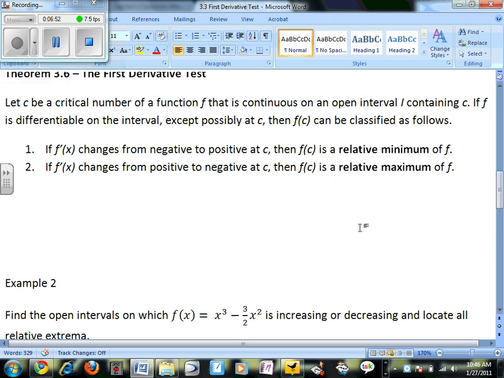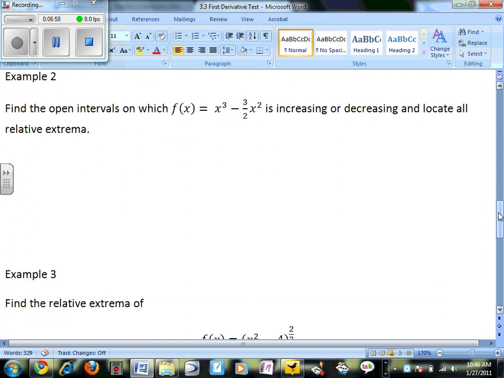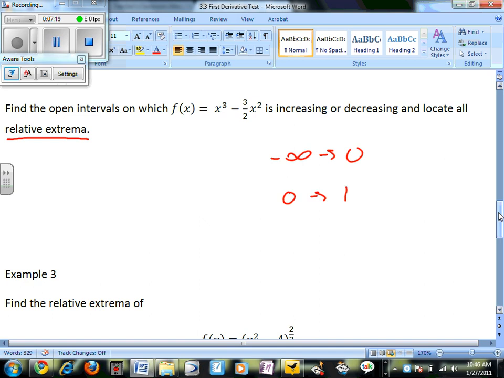All right. So let's move on to example 2. It says find the open intervals for which 3x cubed minus 3 halves x squared is increasing or decreasing. Locate all relative extrema. If you notice, the difference between that first example I did and this example is just this part right here. We decided it went from negative infinity to 0, I believe, and from 0 to 1, and from 1 to positive infinity in my last example. And we show that this was increasing here. From negative infinity to 0 is increasing. We found that it was decreasing here, and then we found it was increasing again.